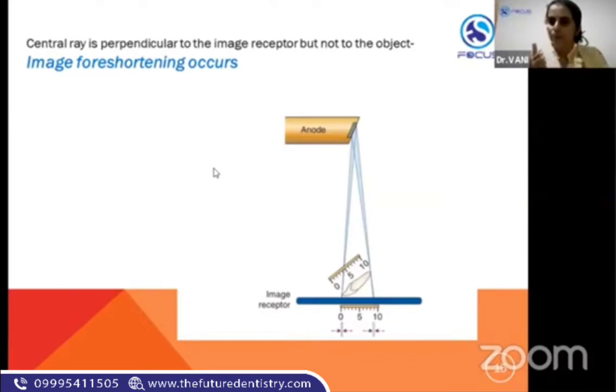You have to point the central ray in such a way. First of all, the first step while taking a radiograph is how you place the film with respect to the tooth. See, our arch is not straight, right? It is curved. Our arch is actually curved. So whenever you place the X-ray film inside the mouth, you always place it as close to the tooth as possible in the bisecting angle technique.